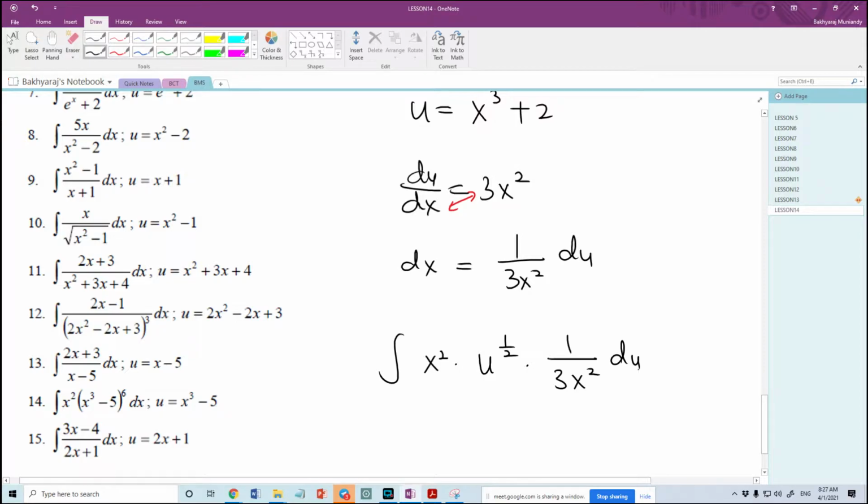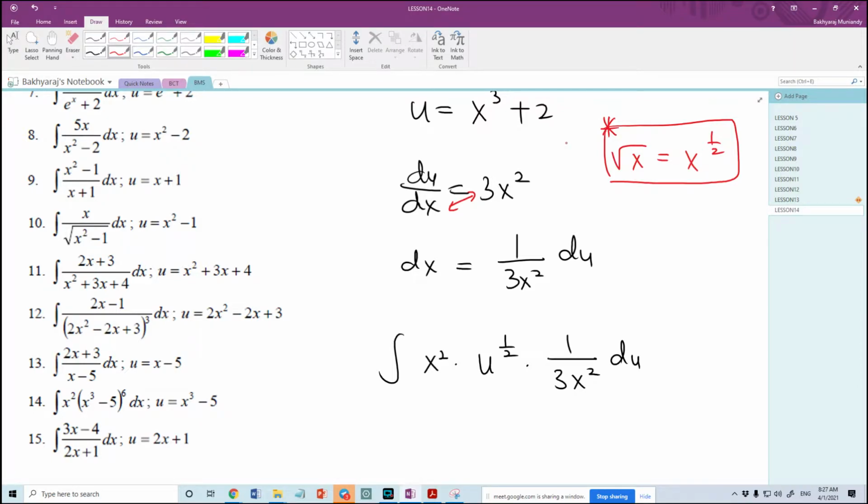Okay, which is good. Very good. You know square root is half, good. Square root x is also equals to x to the power of 1 over 2. You should know this. This one is a very important thing. We also have the square root problem. Remember, we have the square root problem.